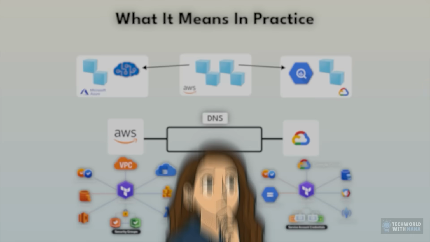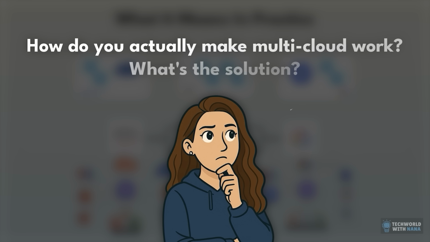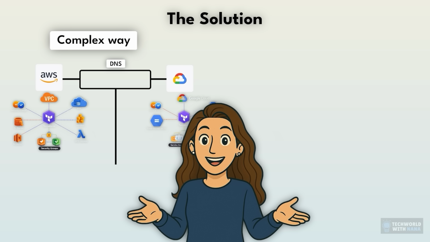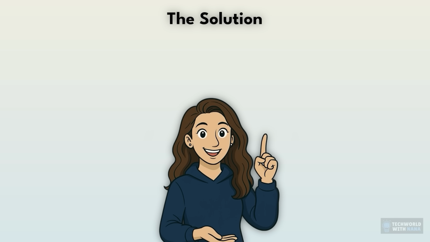So considering all these challenges and all this complexity that you introduce by using more than one cloud for your application, how do you actually make multi-cloud work? What's the solution? Well, the complex way is to do what I just described, which is just managing 2 different cloud providers, having 2 separate Terraform codes, and so on. But a better solution would be to have an abstraction layer. So that's what we're going to talk about now.